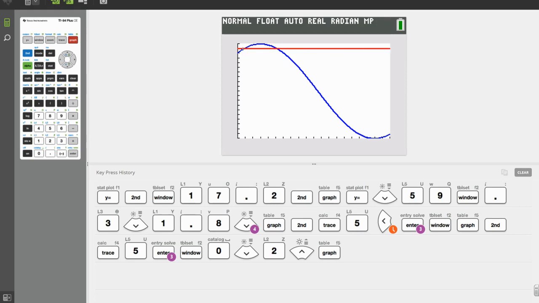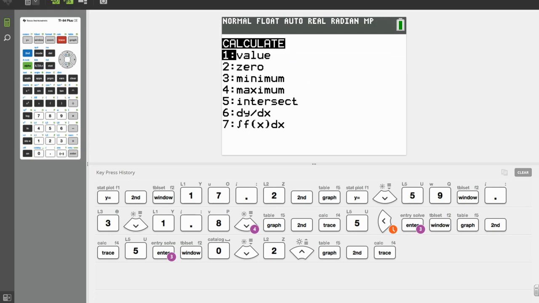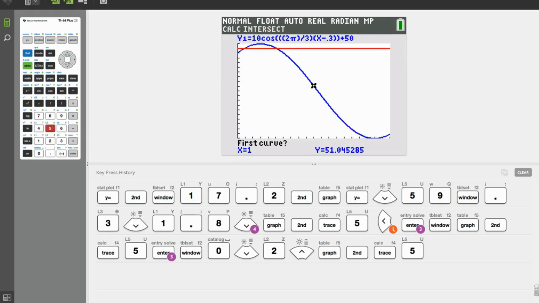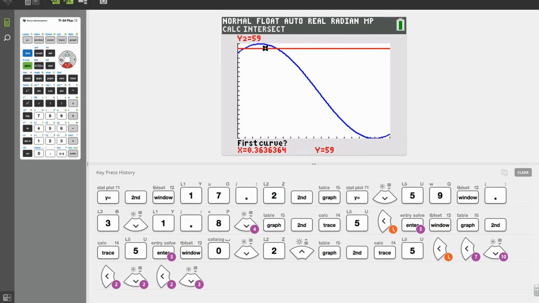And we're going to look at that very first intersection point there. Second trace, number 5. And we just want to move near that first intersection point because the question is asking you to find the time when the weight was first 59 centimeters. So we want to find that first value. Okay, we're going to hit enter 3 times. And we get a value of 0.08.